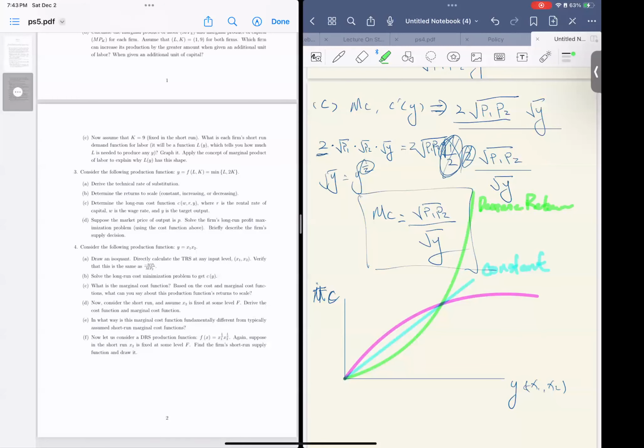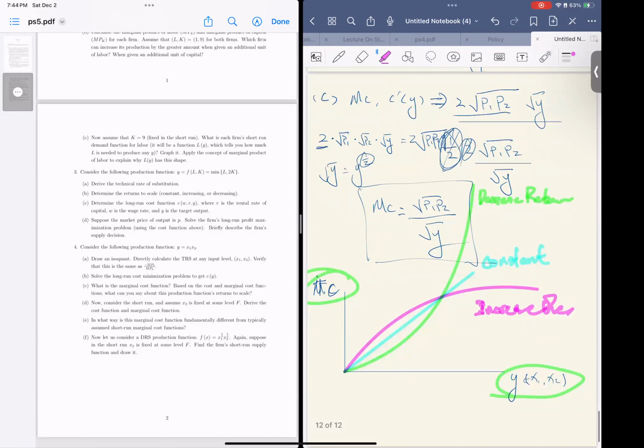The more we produce, the more it costs, right? This is production, and that's a cost function. Yeah, I got it backwards. That's right. Okay, so that's the decreased return, and then this is the increased return, because the more we produce, the cheaper it gets, right? So we can increase our production.